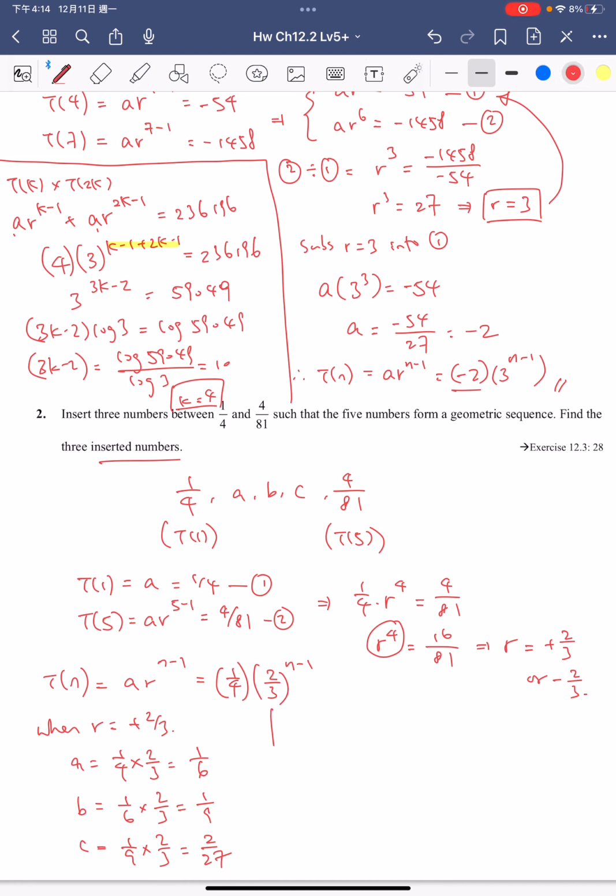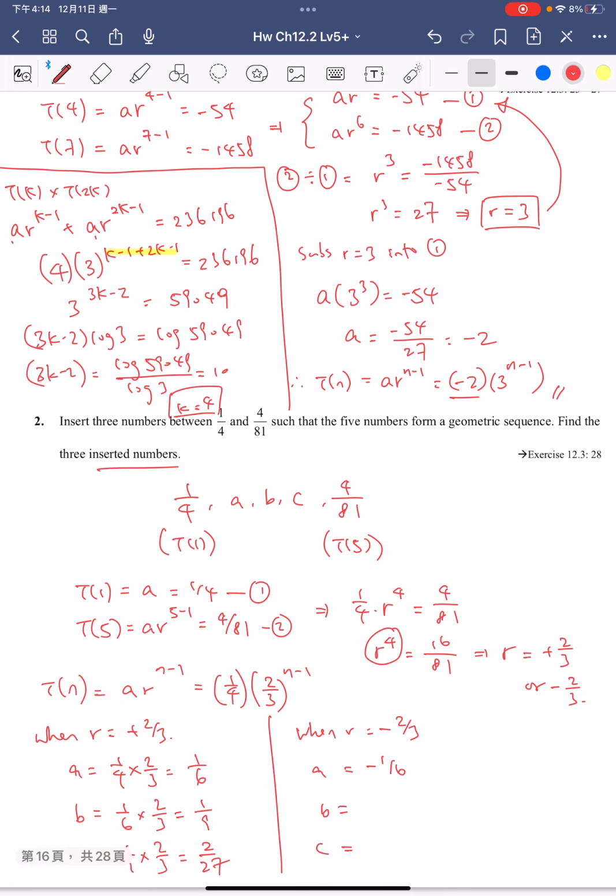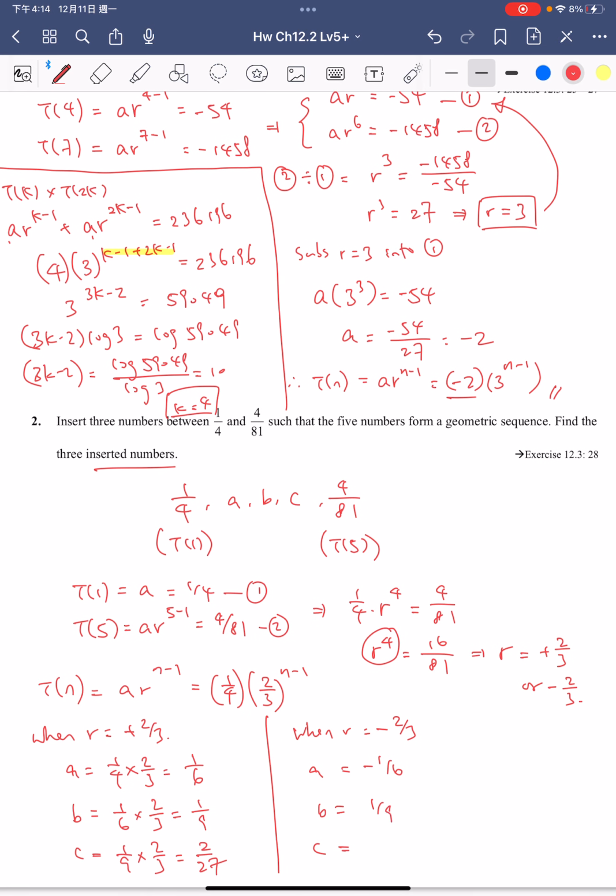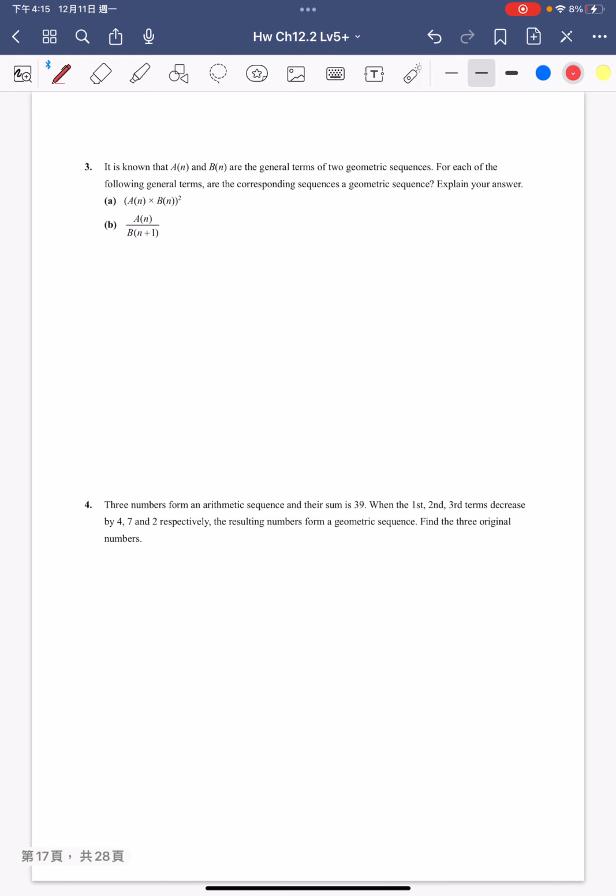And then for the second combination, when r is equal to negative 2 over 3, which means a and c are going to be negative numbers, so giving you negative 1 over 6, but b is going to be positive because times another negative gives positive, so we have positive 1 over 9, and c is going to be negative 2 over 27. So we have two groups of answers. Okay, so that's for question 2.